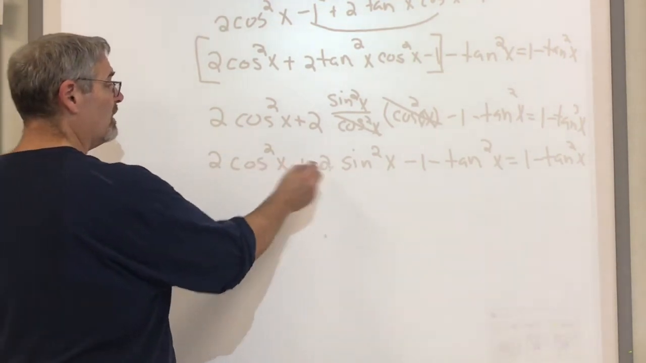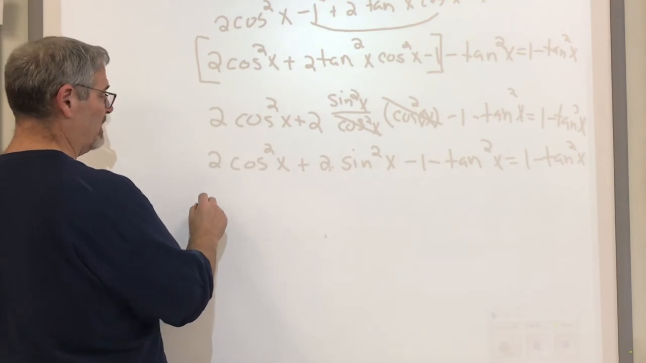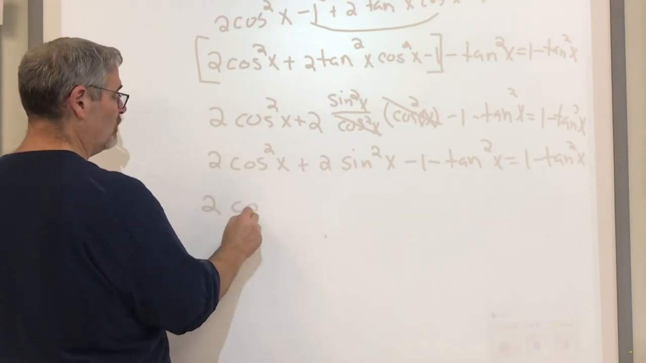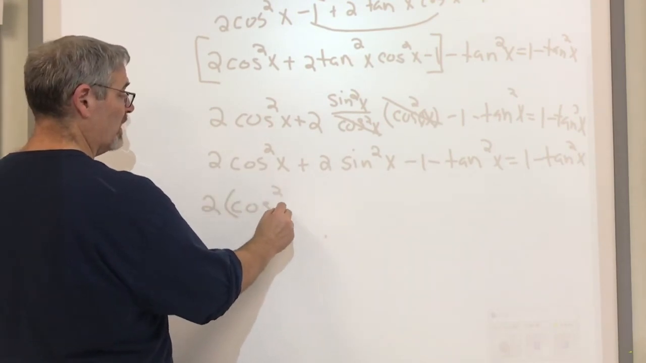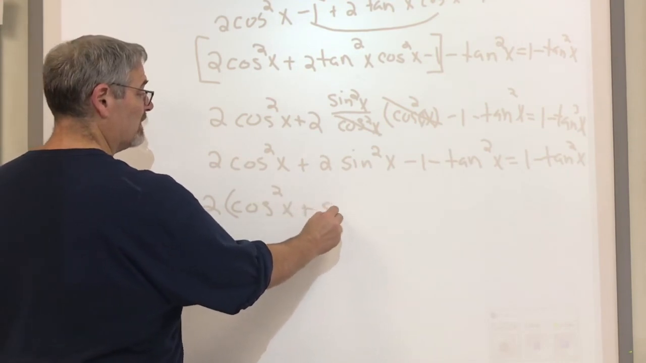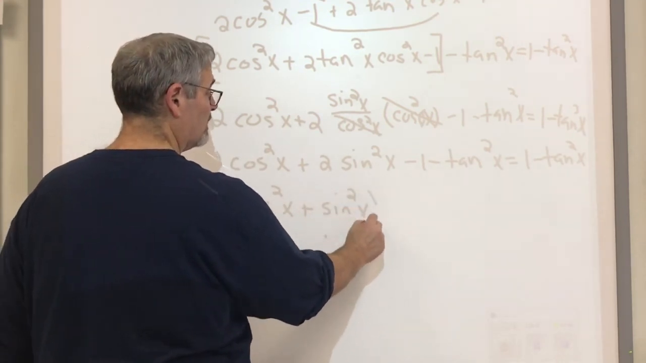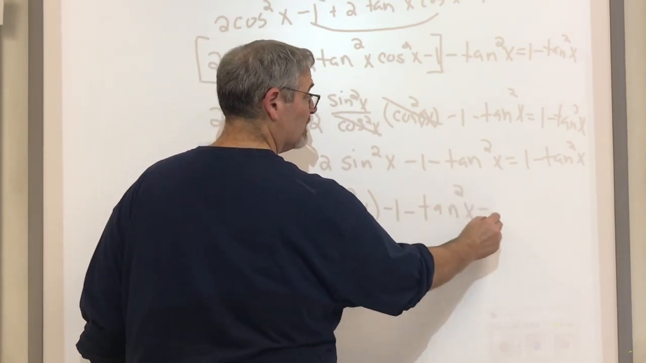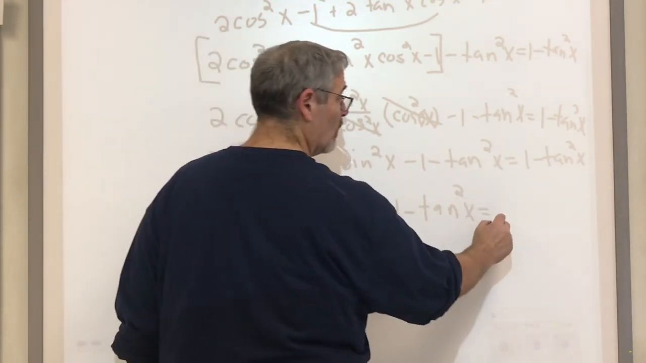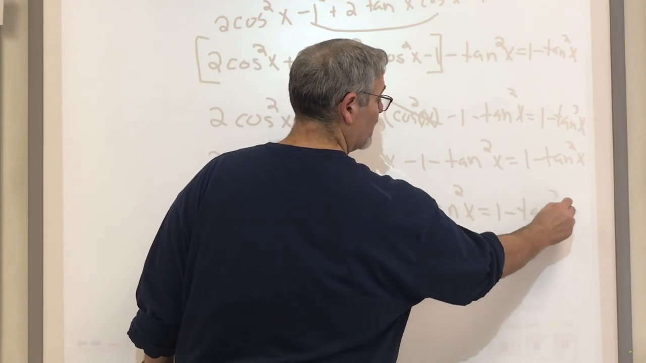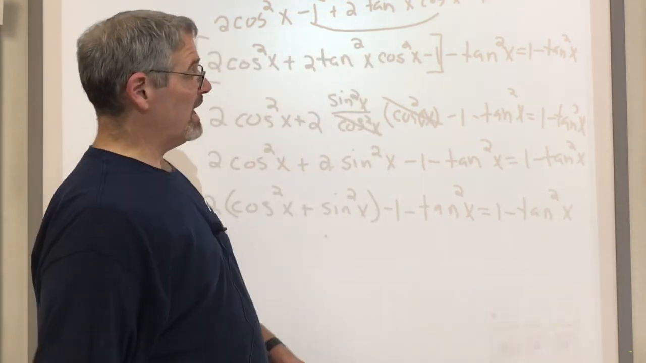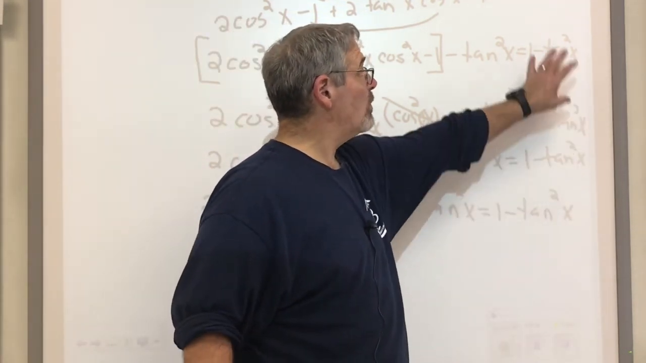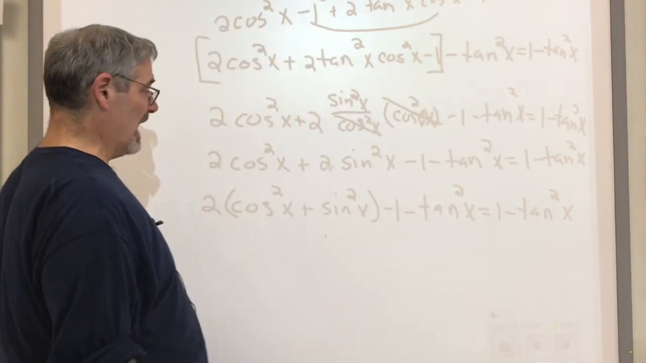Well, here I have a 2 in common. So I factor out a 2 and I get cosine squared x plus sine squared x minus 1 minus tangent squared x, and that's equal to the 1 minus tangent squared x that we know we're not allowed to touch. So the right side of the equation has remained the same throughout.